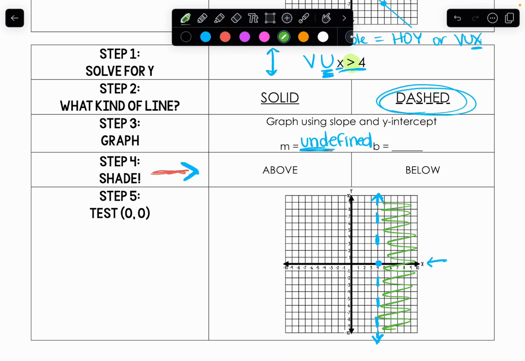Okay, now think about this. B equals, that stands for your y-intercept. Does this graphed line ever cross the y-axis? It does not. So with vertical lines, you will not have a y-intercept.